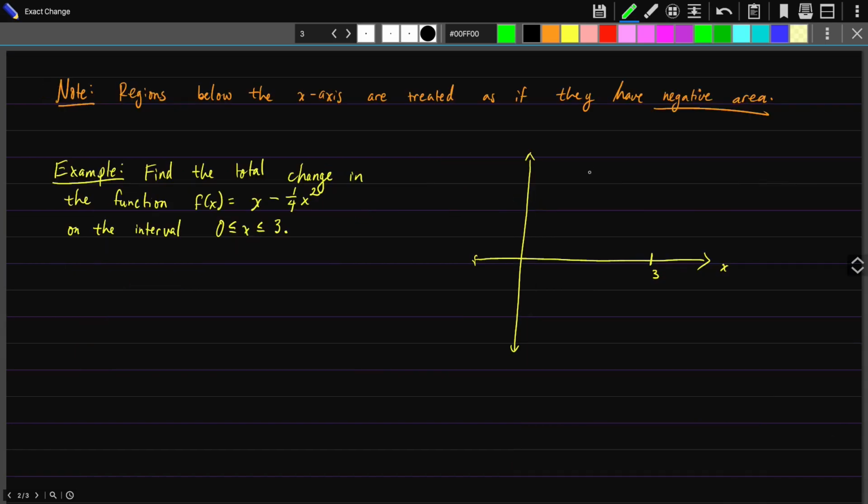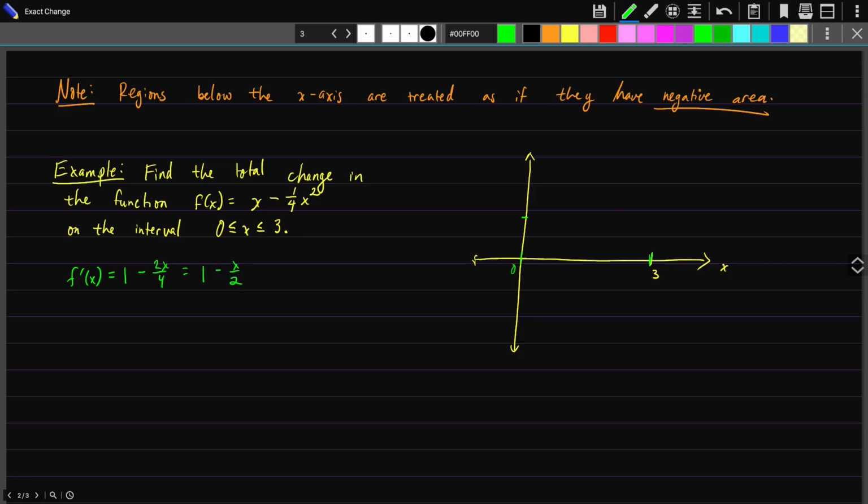All right, moving on. The next thing that makes these problems kind of funny is that regions below the x-axis are treated as if they have negative area. So what do I mean by that? I'll give you an example. The problem here says, find the total change in the function f of x equals x minus 1 over 4 x squared on the interval from 0 to 3. So in this case, our interval is from 0 to 3, so here's 0, here's 3. f prime of x is 1 minus 2x over 4, which is equal to 1 minus x over 2.